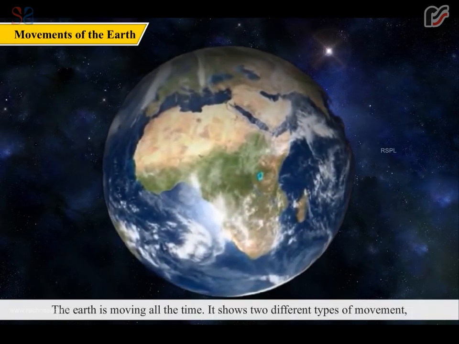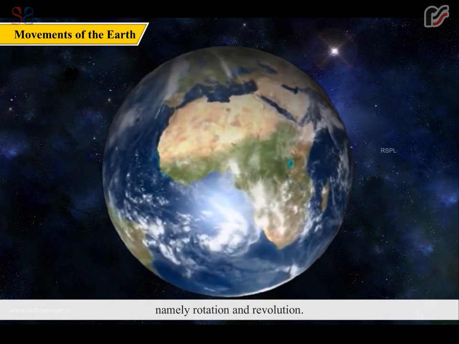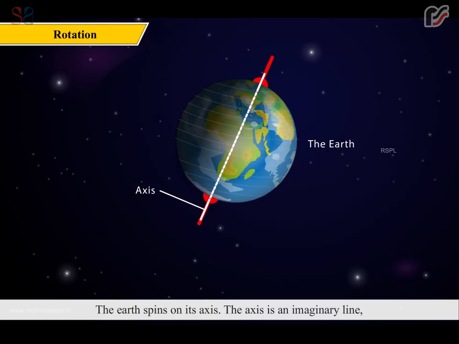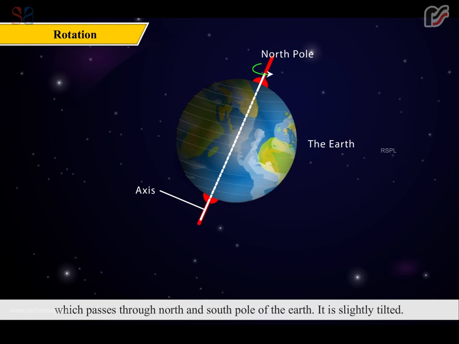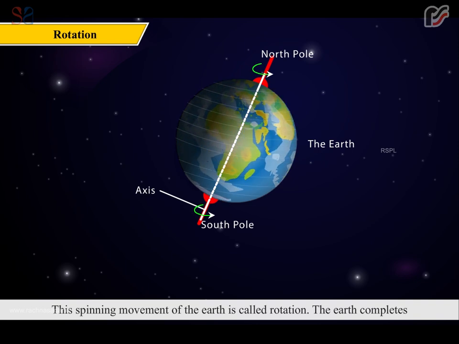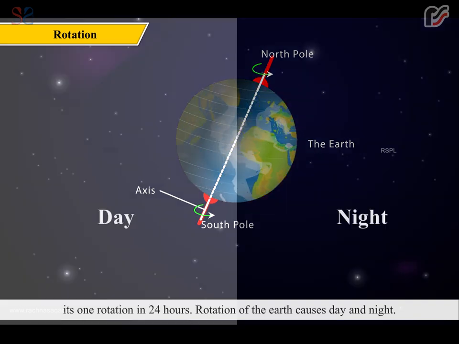The Earth is moving all the time. It shows 2 different types of movement, namely rotation and revolution. The Earth spins on its axis. The axis is an imaginary line which passes through north and south pole of the Earth. It is slightly tilted. This spinning movement of the Earth is called rotation. The Earth completes its one rotation in 24 hours. Rotation of the Earth causes day and night.